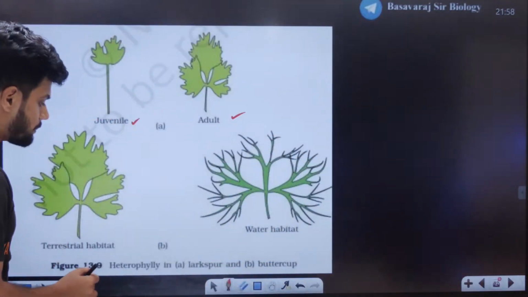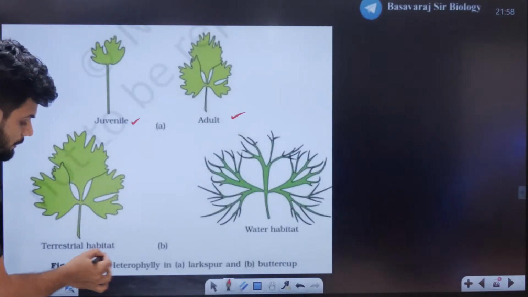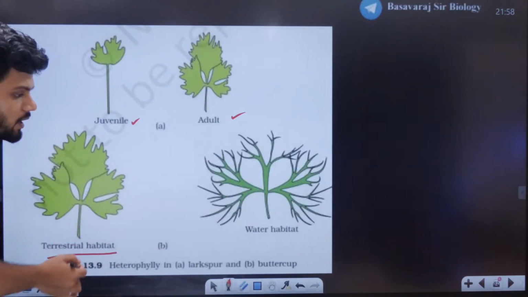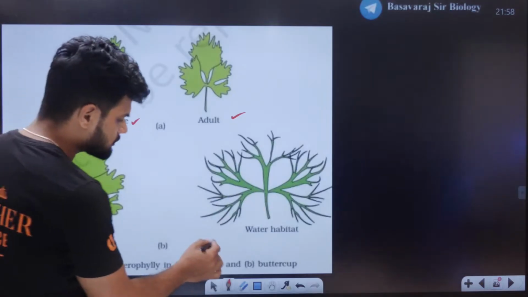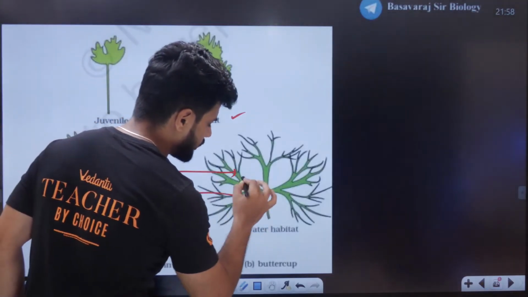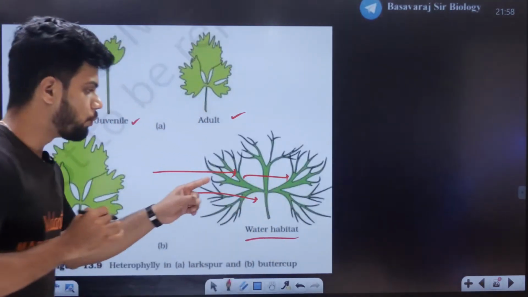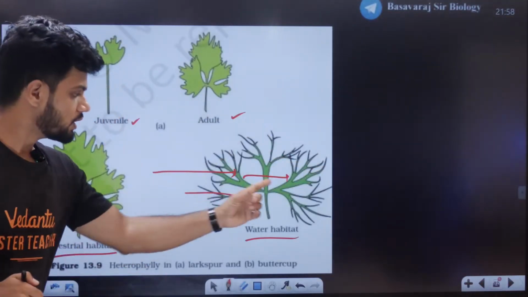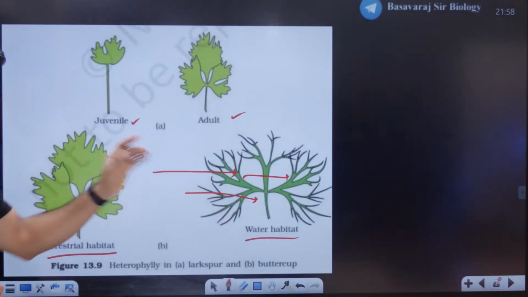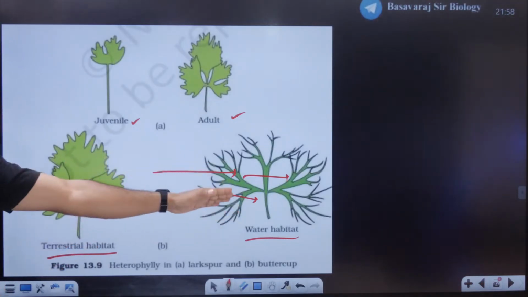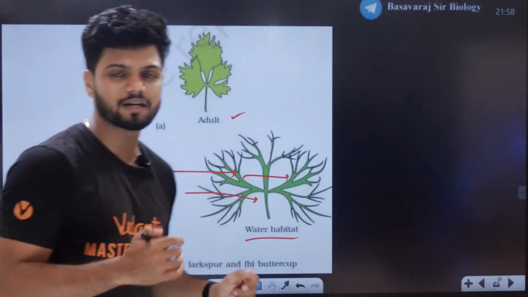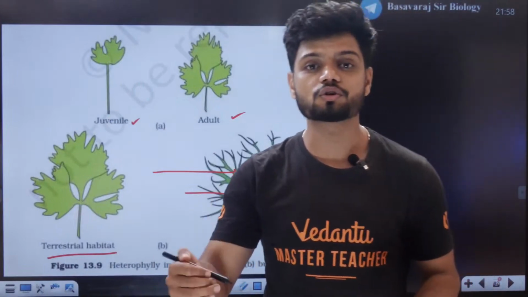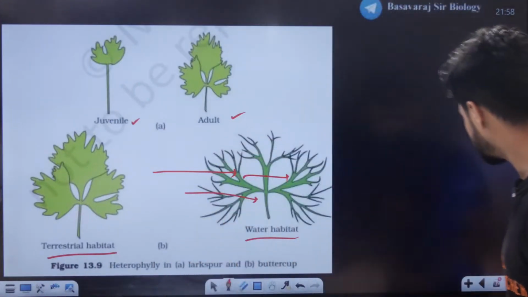Other example is buttercup. In buttercup, in terrestrial habitat, the leaf is very wide. In aquatic condition, imagine the water is flowing here, water can easily pass through, less hindrance. So, the same plant in different environments shows different types of adaptation. That is plasticity because of environment.